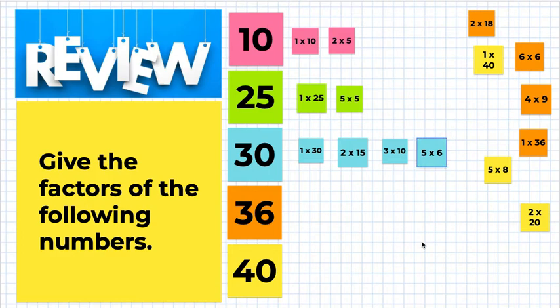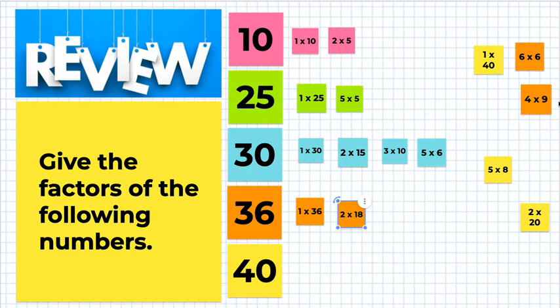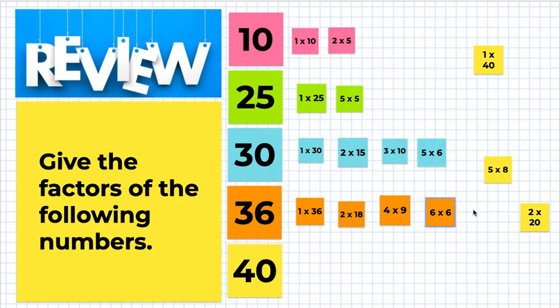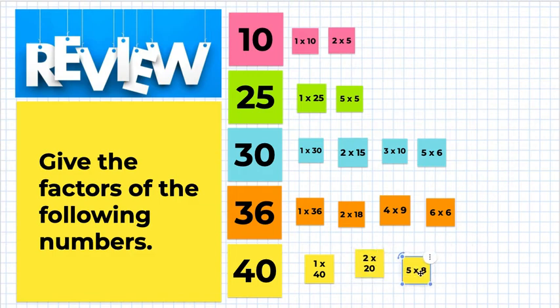Okay, how about 36? We can have 1 times 36, 2 times 18, 4 times 9, 6 times 6. So these are the factors of 36. Now let's have number 40. We can have 1 times 40, 2 times 20, and 5 times 8. So when we say factors, those are the numbers we multiply to get a product.